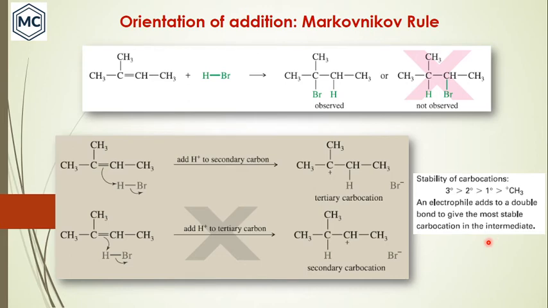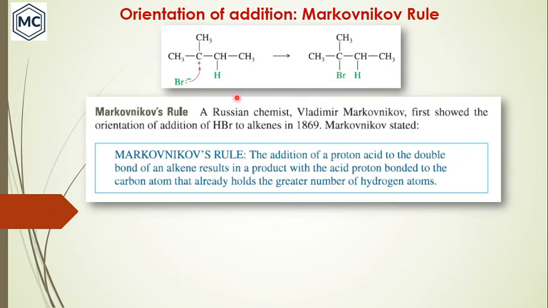Okay, that is why you are not getting this product. Here you have a tertiary carbocation that will be more stable. So the next step is the addition of nucleophile to this carbocation and form the product. So this orientation was observed by Russian chemist Vladimir Markovnikov.